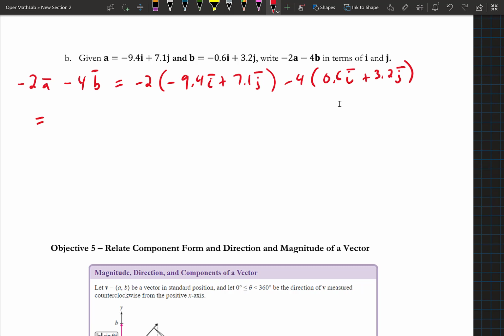So negative 2 times negative 9.4 would give me 18.8i, and then negative 2 times 7.1 would be negative 14.2j. And then we take negative 4 times negative 0.6, we get plus 2.4i, and then negative 4 times 3.2, we get minus 12.8j.